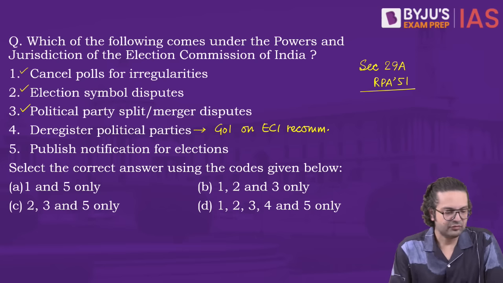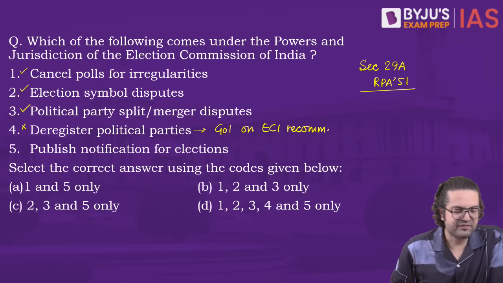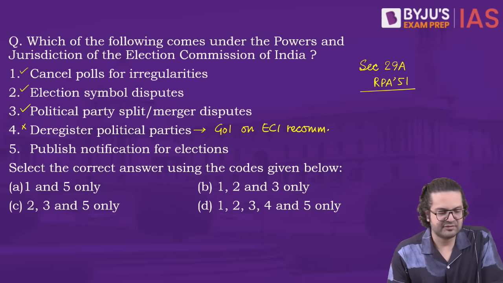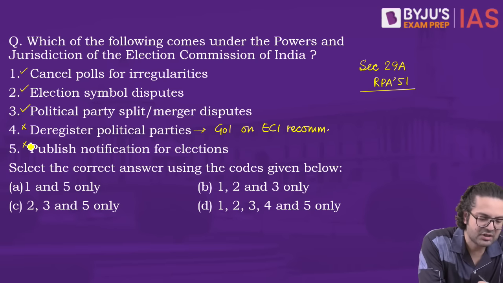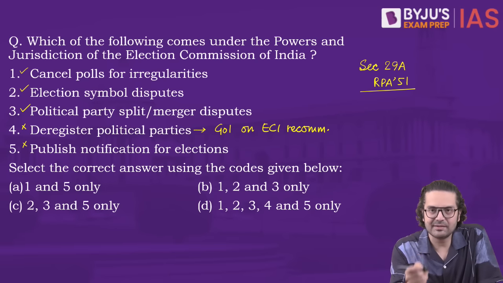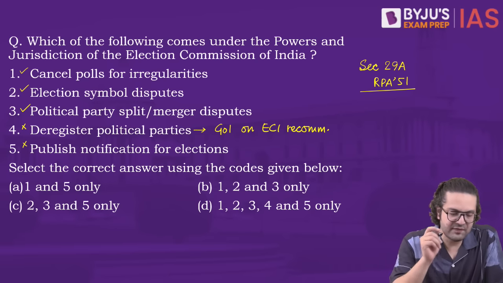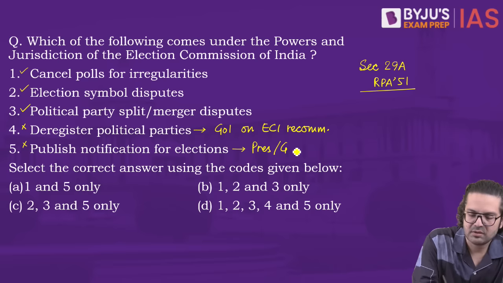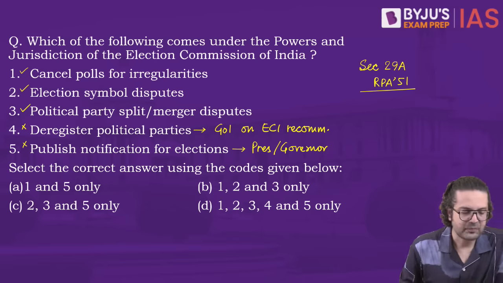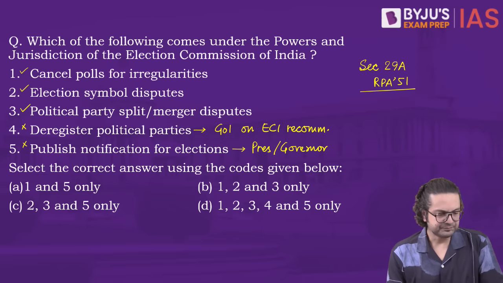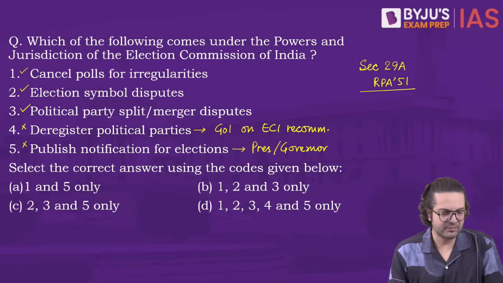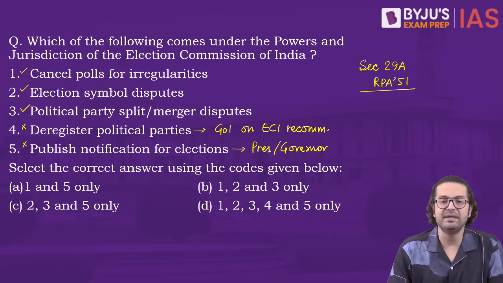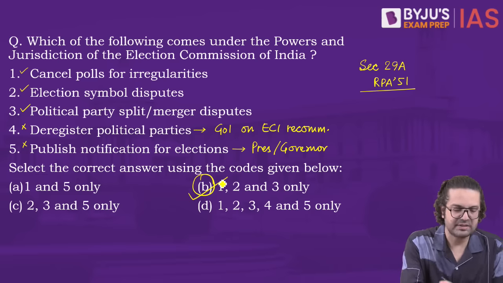This is the case. So 4 is not correct. Number 5, publish the notification for elections. This is also wrong. Election Commission announces the election schedule. The notification for the election schedule is published by the President or the Governor. Okay. So this is the case. So the right answer would be 1, 2 and 3. B is the right answer.